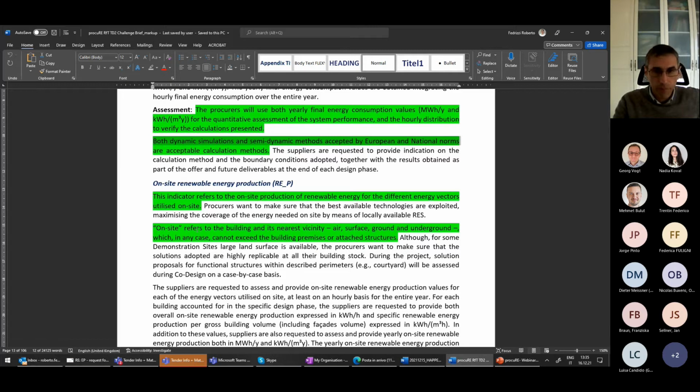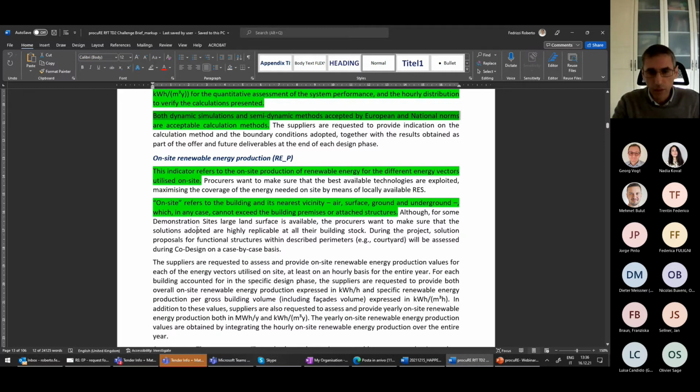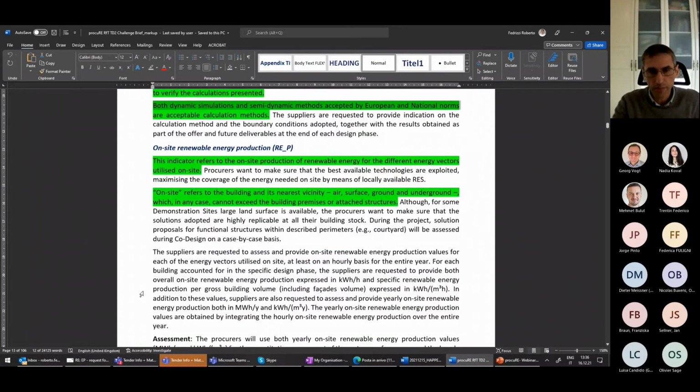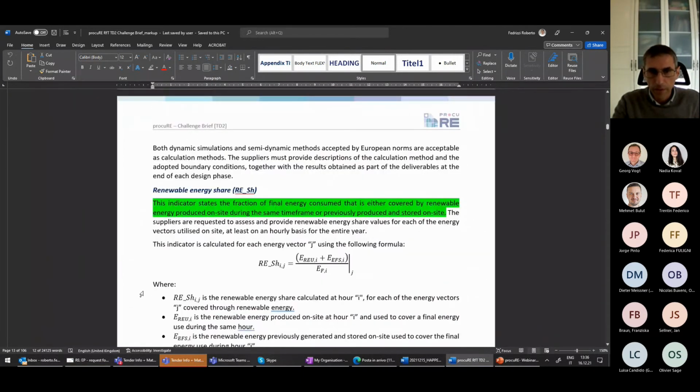Indeed, we would like to get also indication on on-site renewable energy production, and this is for any kind of energy vector you are going to foresee. So again, it can be electricity, it can be thermal energy, renewable thermal energy that you would like to provide to the building. For each of the renewable energy sources and energy vectors, we would like to understand what are the megawatt hours produced every hour and megawatt hours produced over the year, as in the previous case.